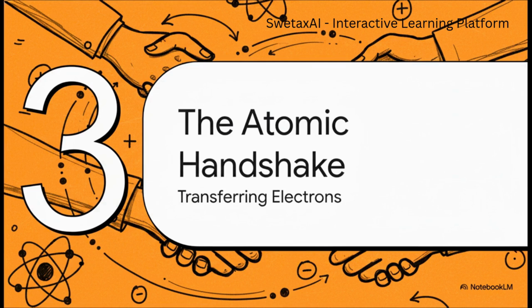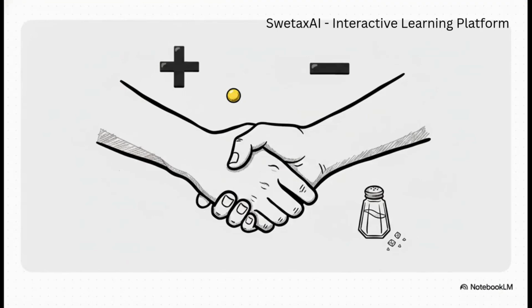Now let's talk about the atomic handshake, transferring electrons. So how do these rival factions actually team up to form compounds? It's all about the electron exchange. Metals have this strong urge to shed electrons, which turns them into positive ions. Nonmetals, on the other hand, are desperate to gain electrons, making them negative. When sodium meets chlorine, they do this microscopic atomic handshake. Sodium just hands its electron over to chlorine, and boom, you get an electrovalent or ionic compound, in this case, perfectly edible table salt.